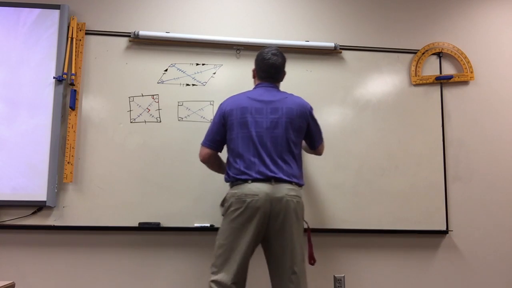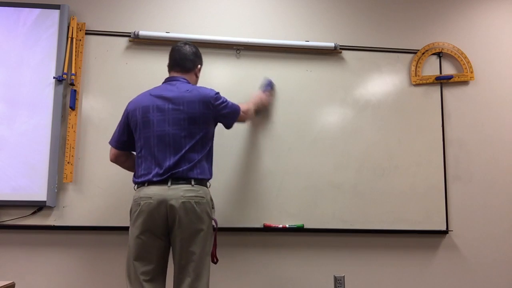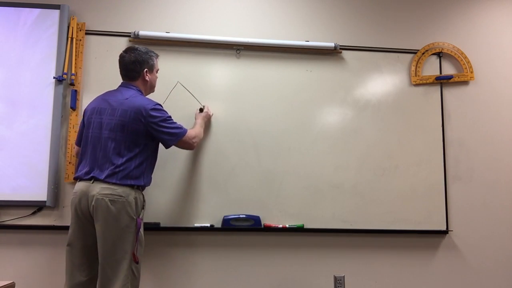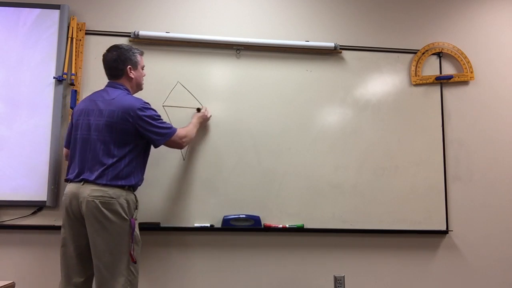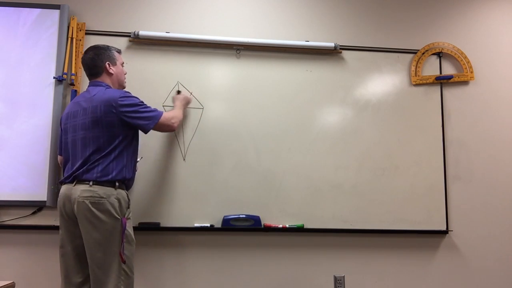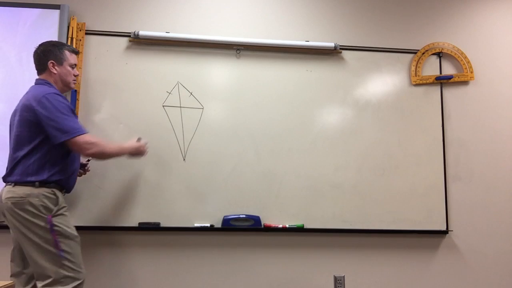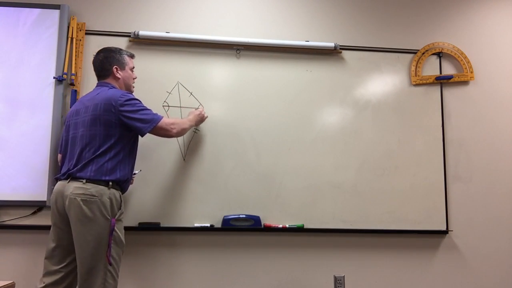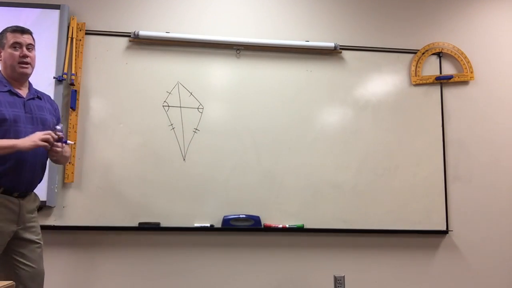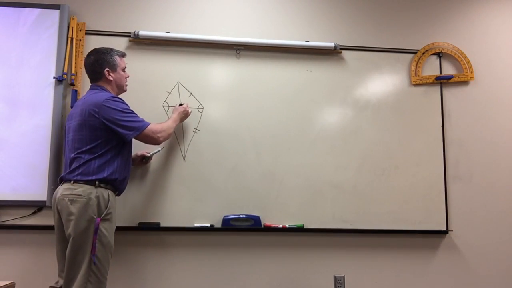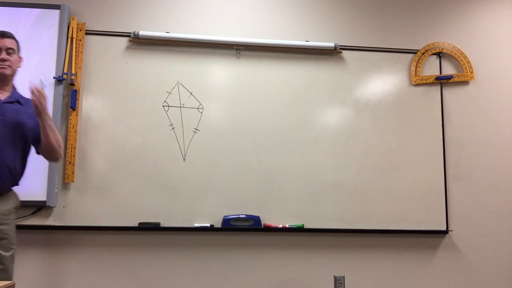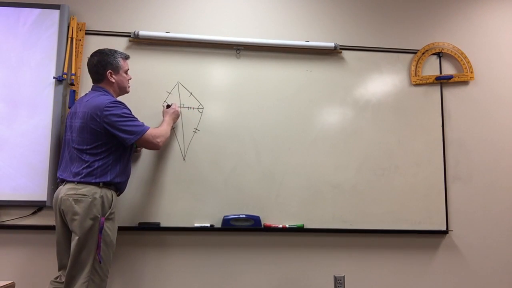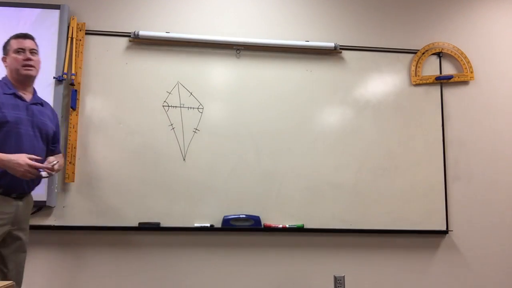Then you also need to know on a kite, these two sides are equal, these two sides are equal, these two angles are equal, the diagonals are perpendicular, and just this one gets bisected, so that's equal to that.